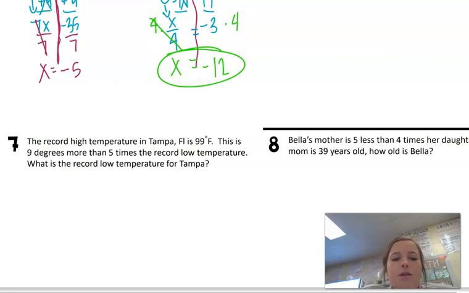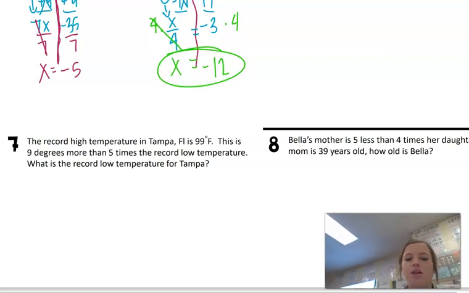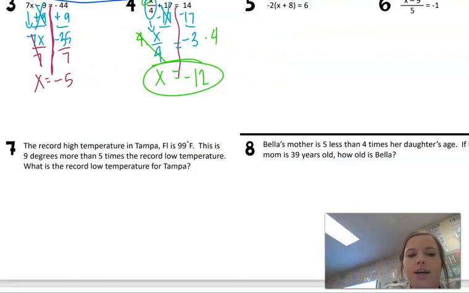We are going to skip on down to number 7. The record high temperature in Tampa, Florida is 99 degrees Fahrenheit. This is 9 degrees more than 5 times the record low temperature. What is the record low temperature for Tampa? So, first things first, we need to highlight some important information that we need to know. So we know the record high temperature in Tampa, Florida is 99 degrees.